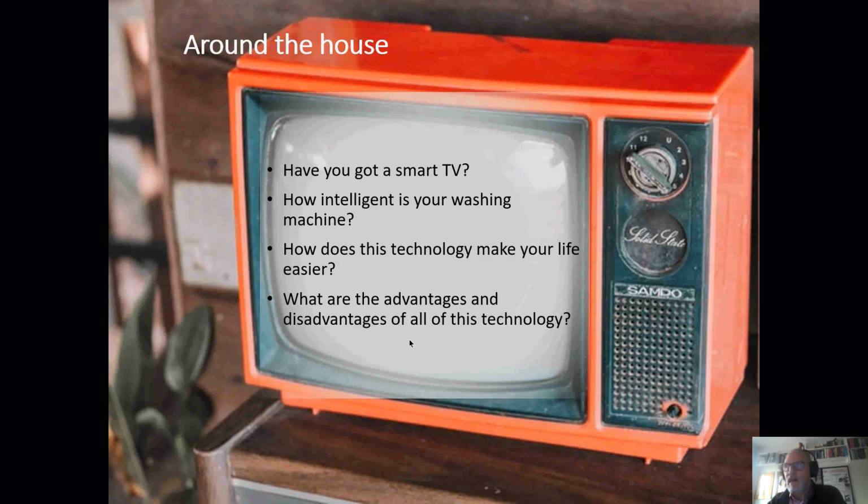Have you got a smart television? Does your television, like mine, keep insisting on trying to get onto the internet, but I refuse to give it the password? Is your washing machine intelligent, whatever intelligence means in this case? Is it able to sense the load, etc.? Does this make your life any easier?